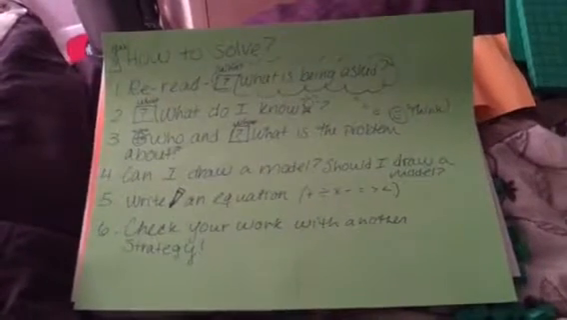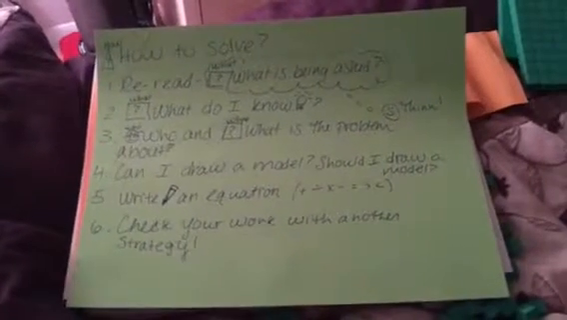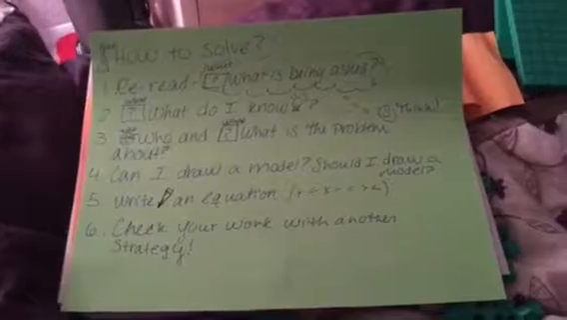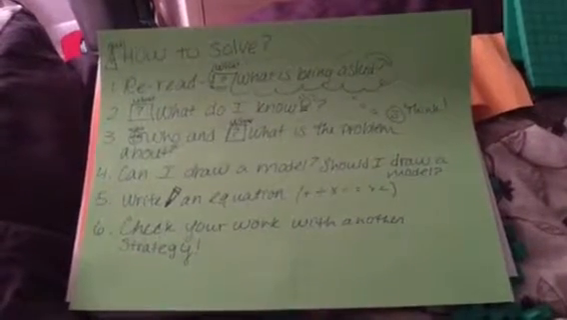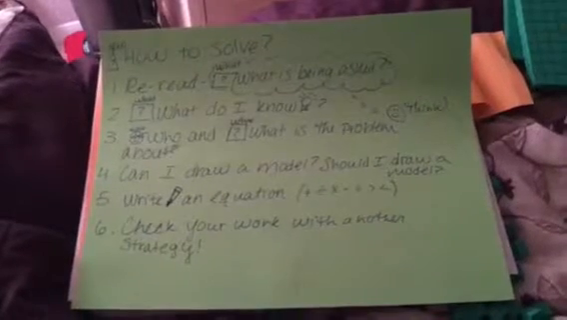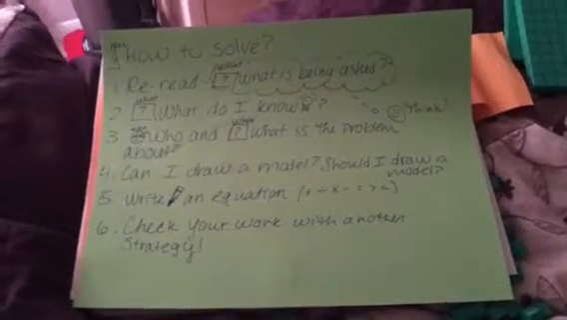3, who and what is the problem about? 4, can I draw a model and should I draw a model? Or can I use something else to model? Write an equation is number 5. And number 6 is check your strategy or check your work with another strategy.